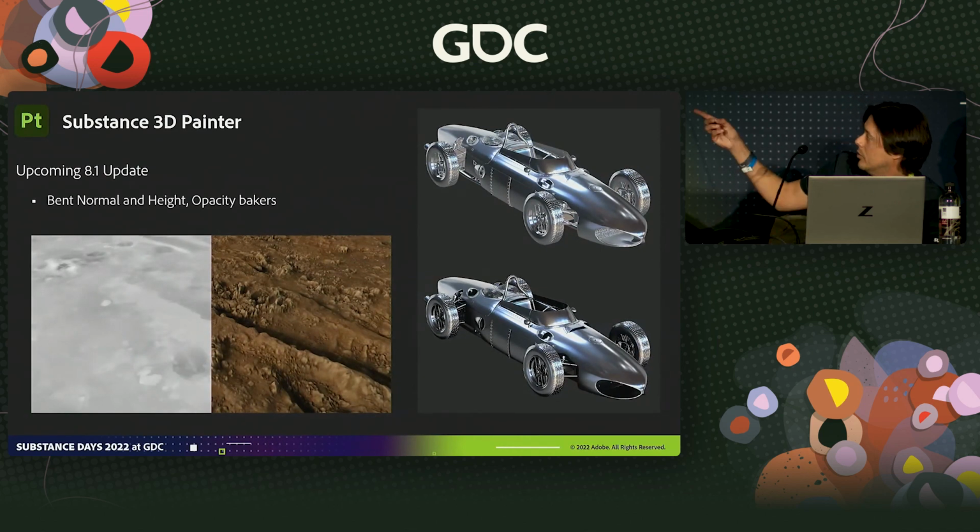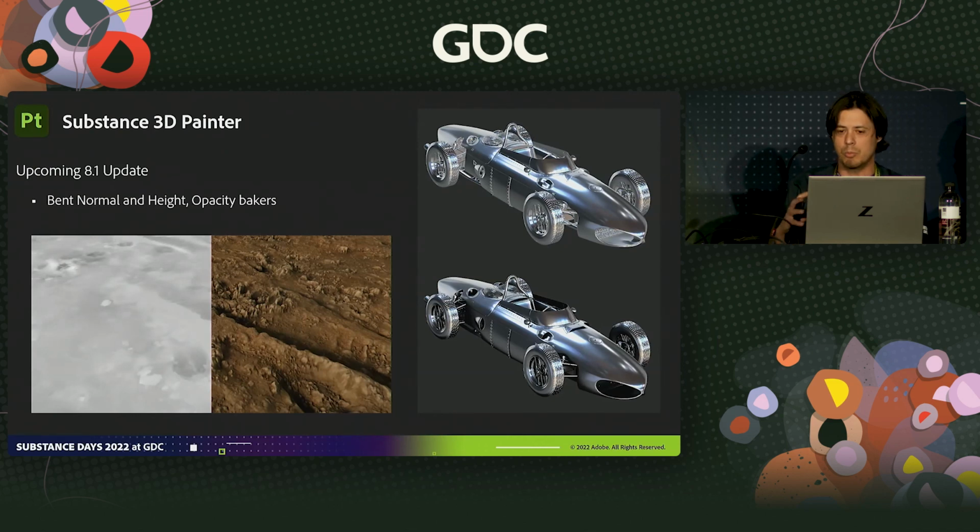And you can see that here in the car. On the top is what we had previously, and on the bottom you have the bent normals being used, and you can see that it just gives a bit more depth to the overall effect that you get there. So that is going to be a new baker. Also, we added the Opacity Baker as well, so you can use that within Substance Painter.